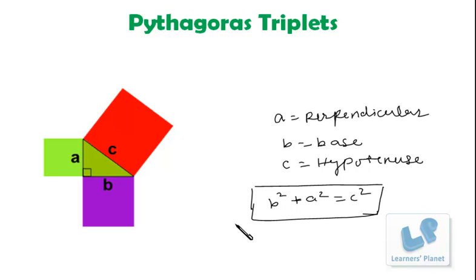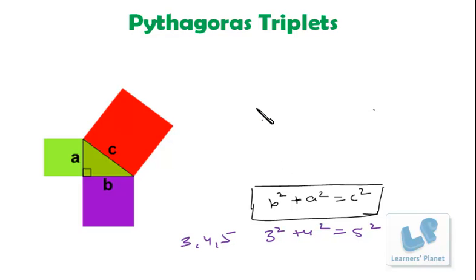Suppose I take an example of 3, 4, 5. So 3 square plus 4 square is 5 square. So we can say 3, 4 and 5 are Pythagorean triplets. There are other triplets also. I'll just take some of the basic triplets that you should keep in your mind, so you'll be able to save time in your examination.